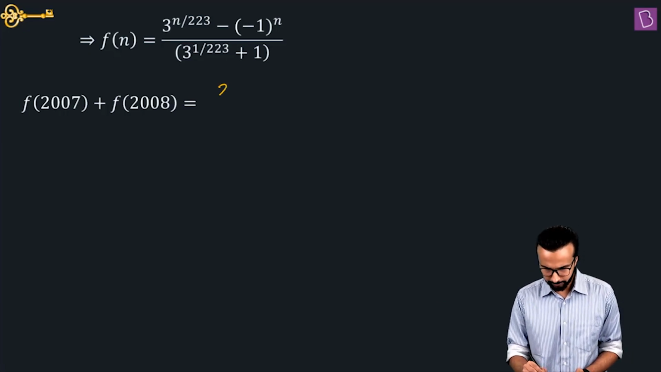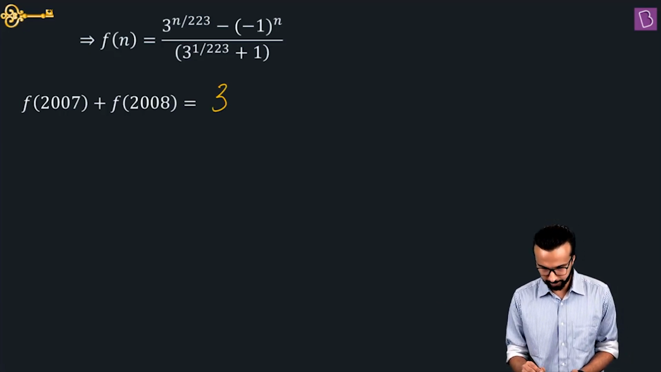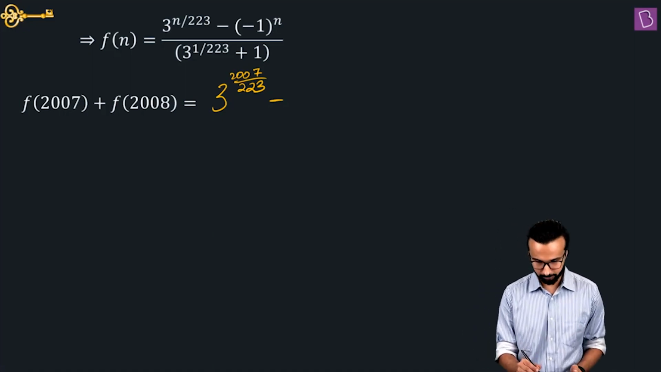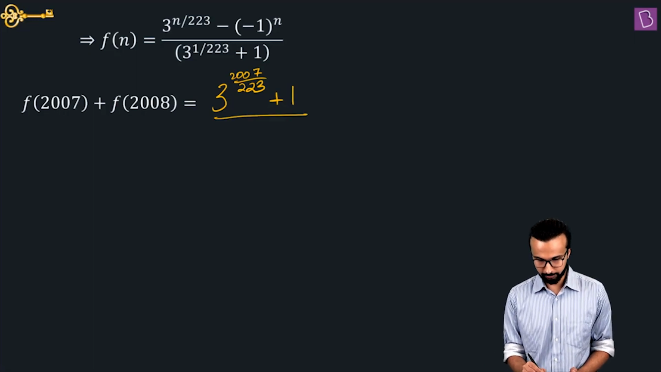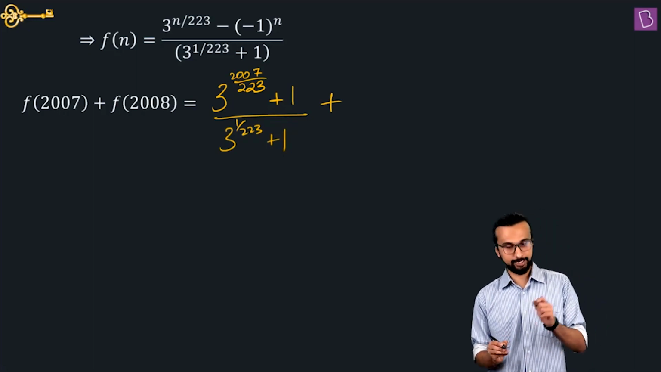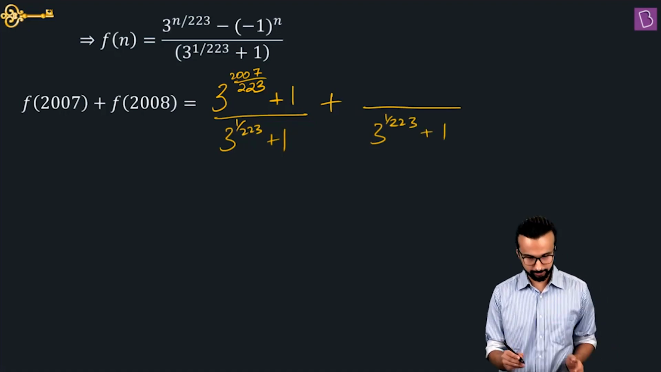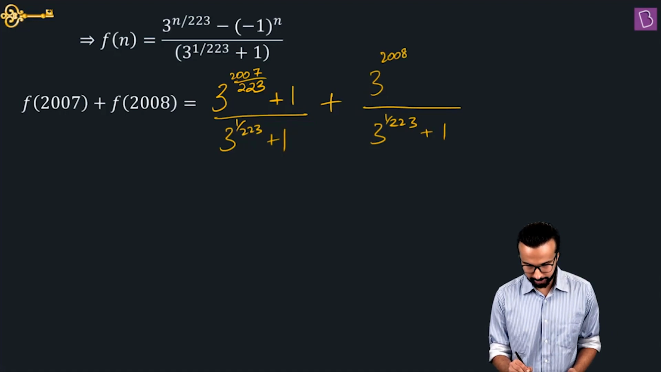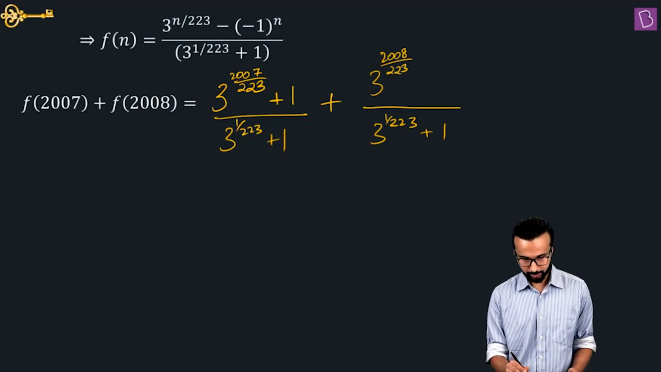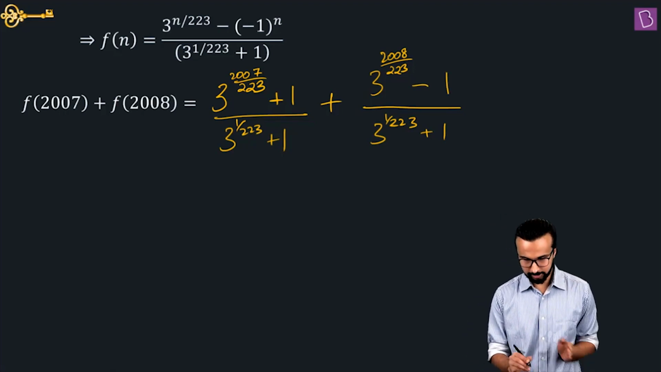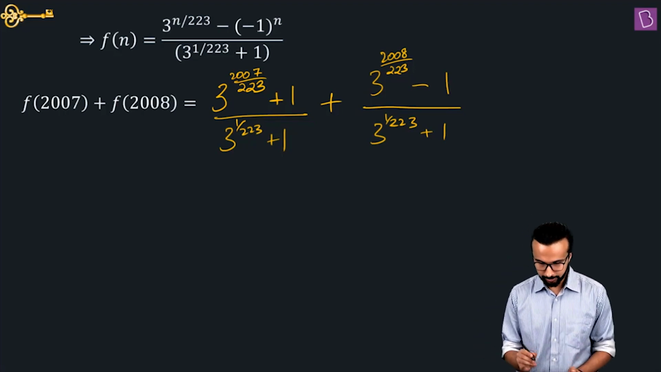What do we get? f of 2007 becomes 3 power 2007 by 223 minus minus 1 raised to 2007, which is minus 1 itself. So minus of minus 1 becomes plus 1, divided by 3 power 1 by 223 plus 1, plus f of 2008. Denominator remains the same here, 3 power 1 by 223 plus 1. The numerator is 3 power 2008 by 223 minus minus 1 raised to 2008. That is plus 1. So minus plus 1, which is minus 1 now. Okay. So this is what I get.